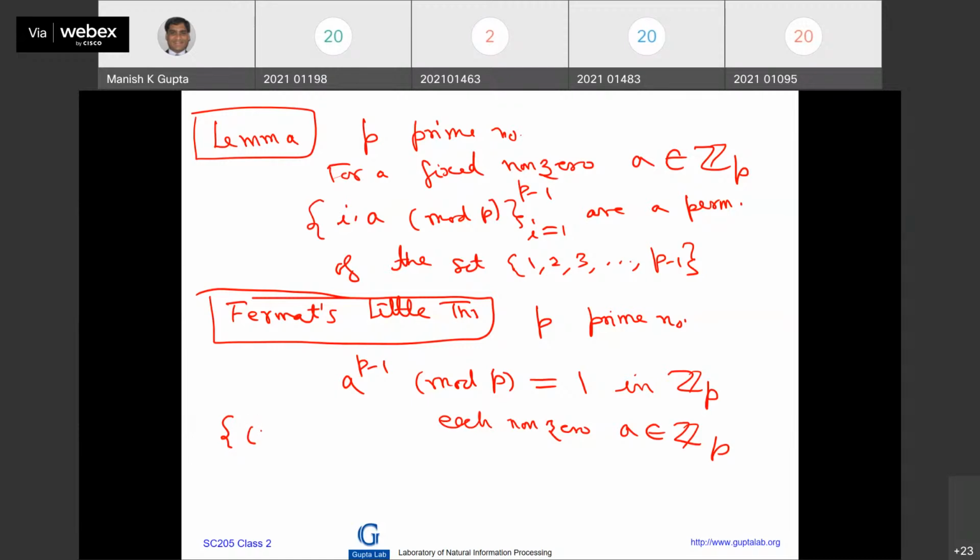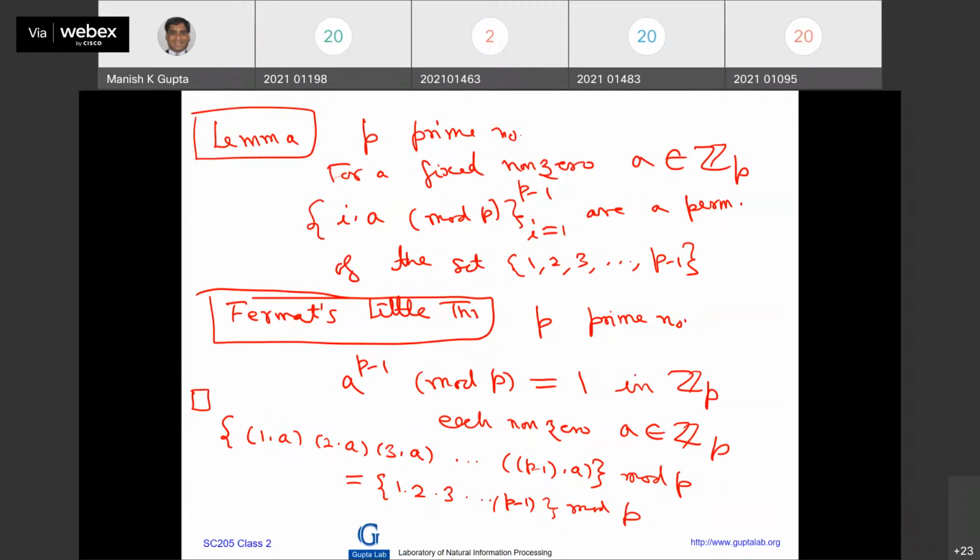Proof. Look at this set: 1 into a, 2 into a, 3 into a, up to p minus 1 into a, mod p. a is your non-zero element, right? So this will be what? A permutation of the numbers 1 to p minus 1. So this will be nothing but 1 into 2 into 3 up to p minus 1 mod p.